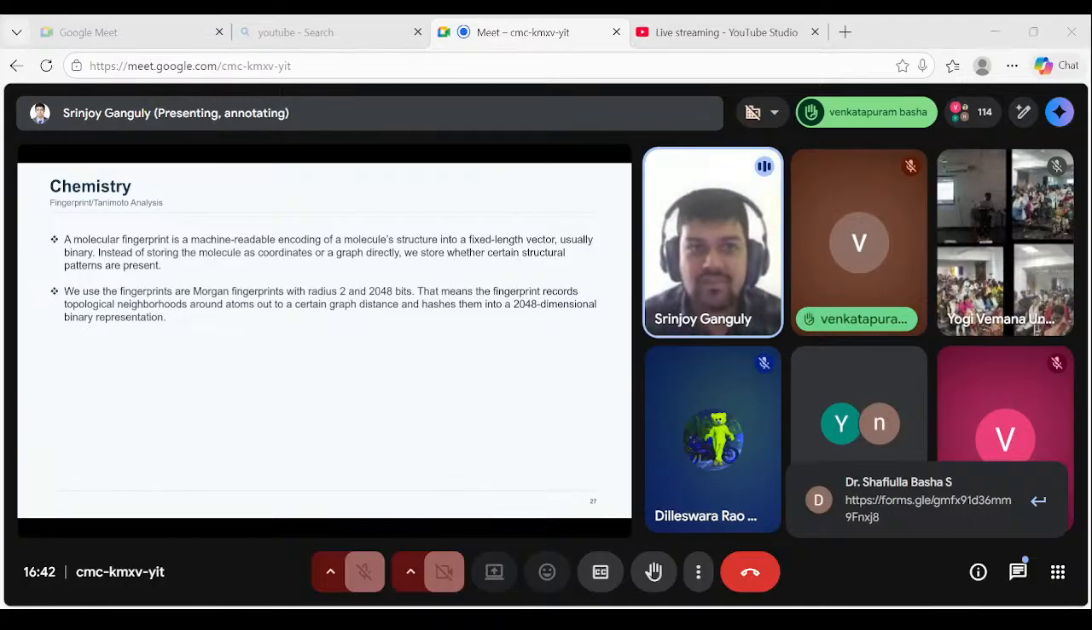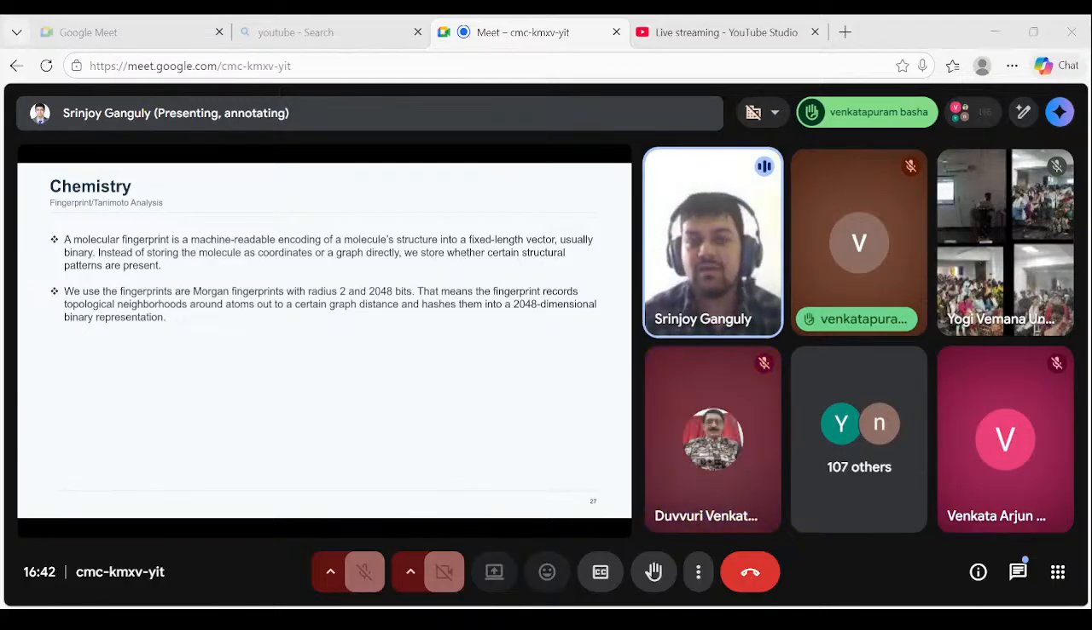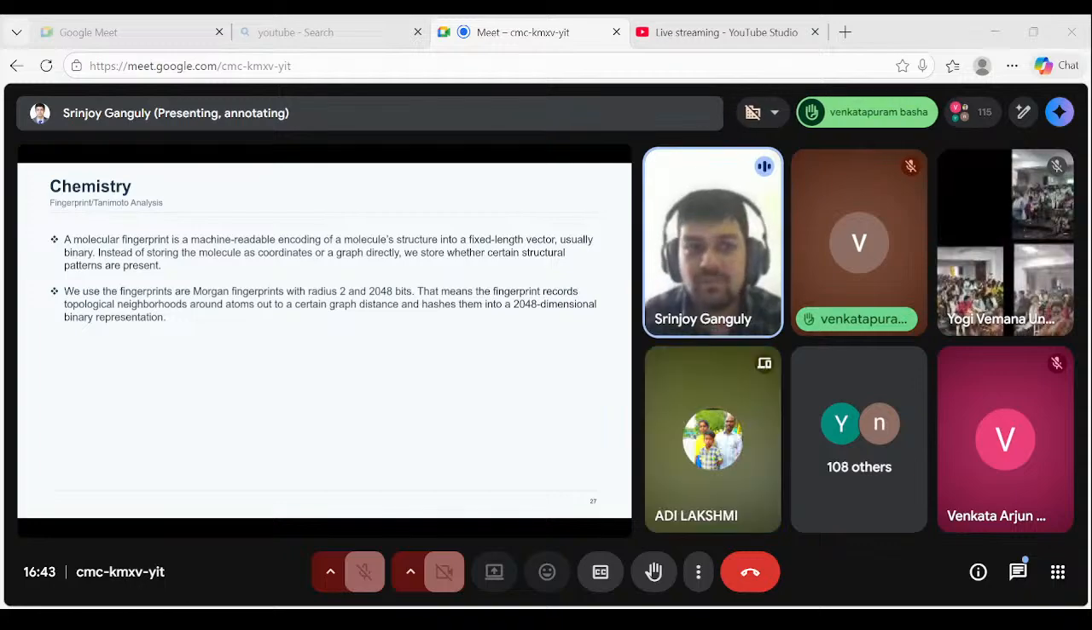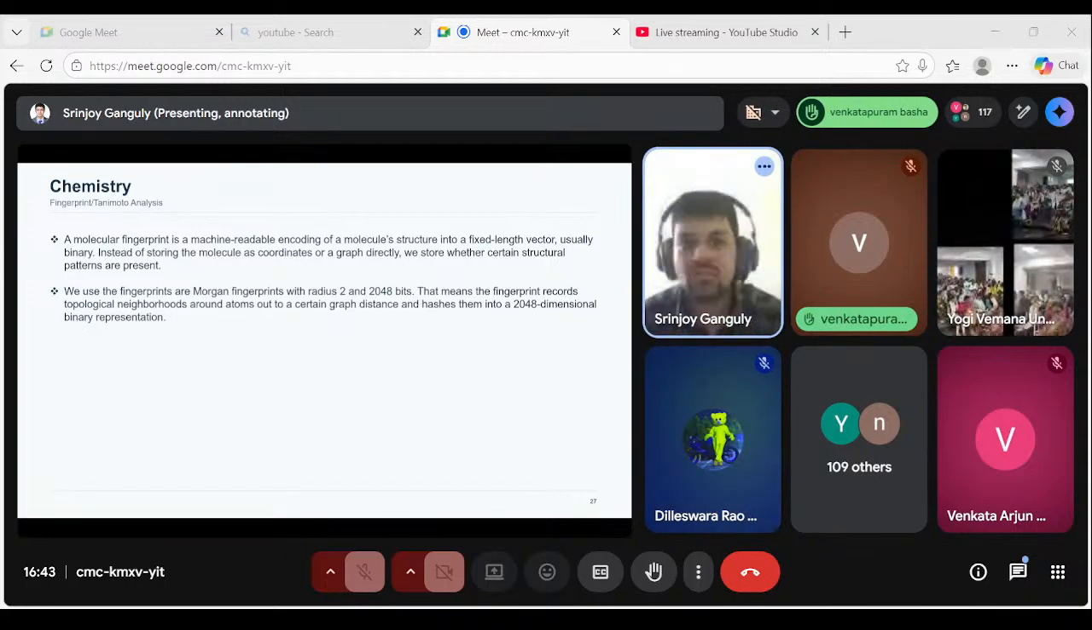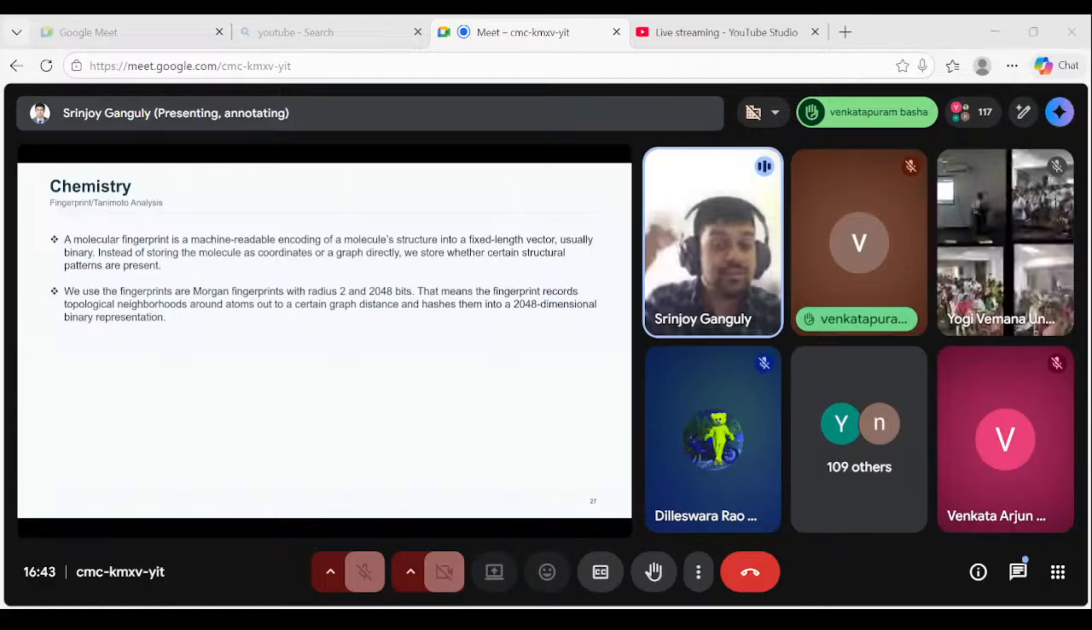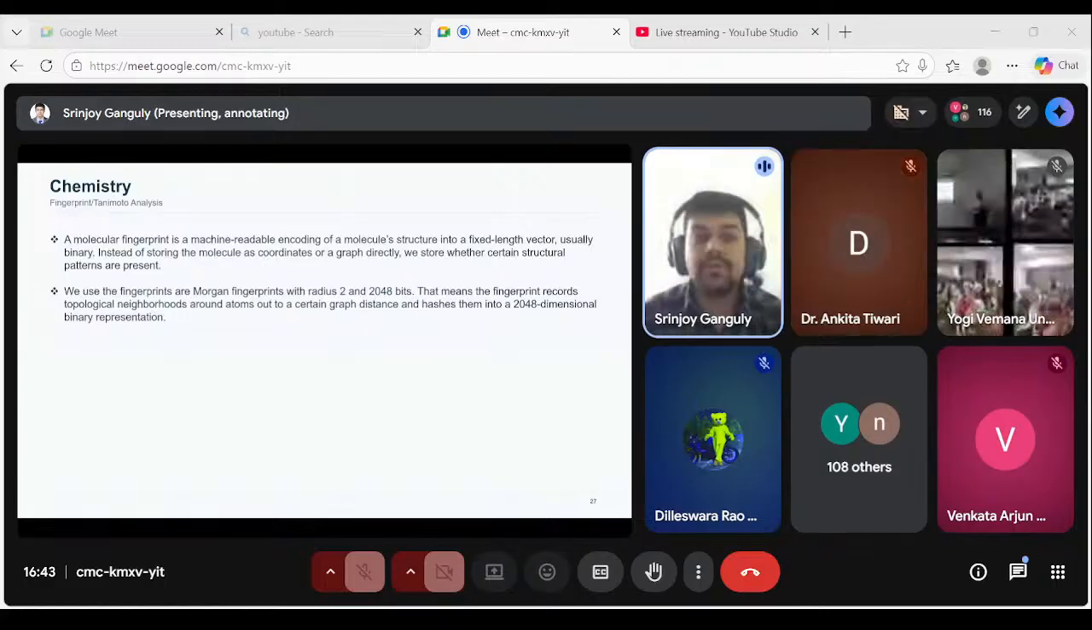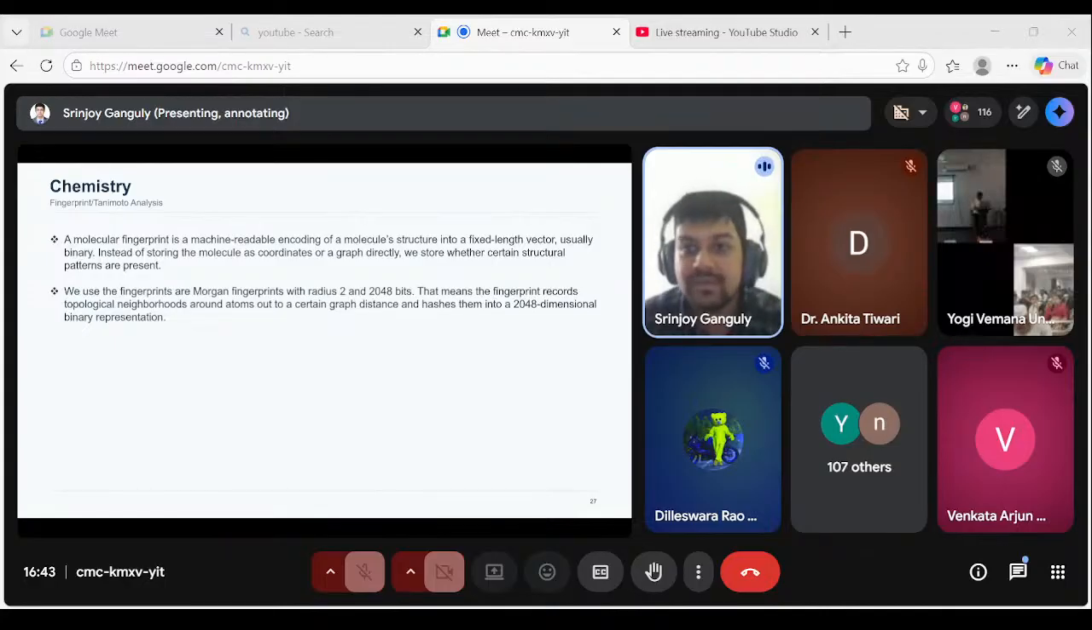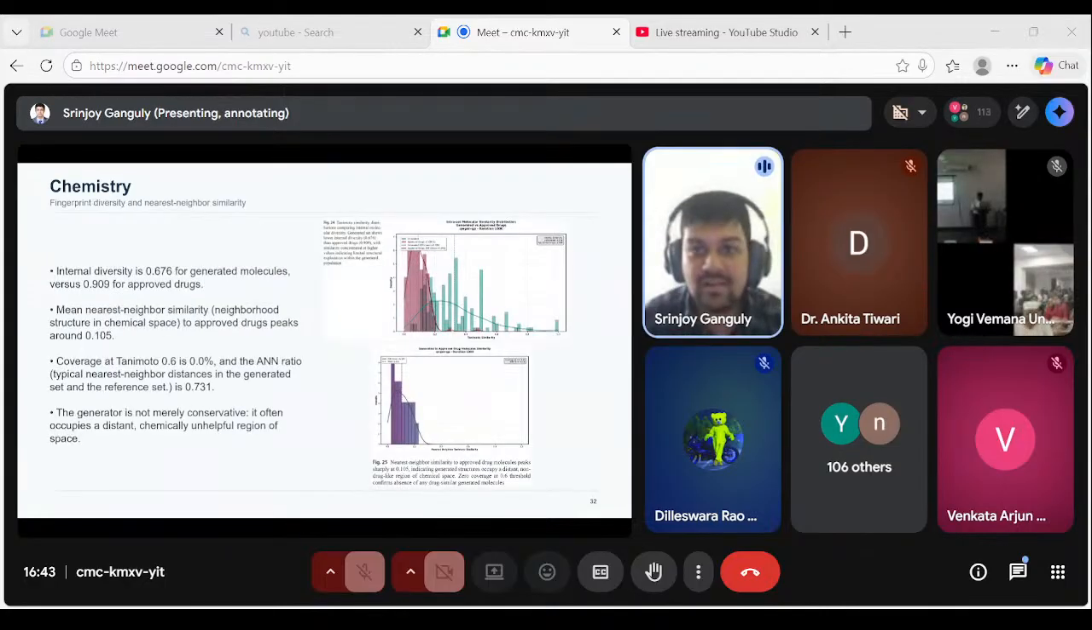Then next we do fingerprint analysis, which is again a sort of encoding of a molecular structure into a fixed length, usually in binary terms. So instead of storing the molecule as coordinates or a graph, which we were doing, you want to know whether there are any structural patterns, because you want to learn about the structures. So here the molecular fingerprint is nothing but a structural pattern. And we do that analysis as well.